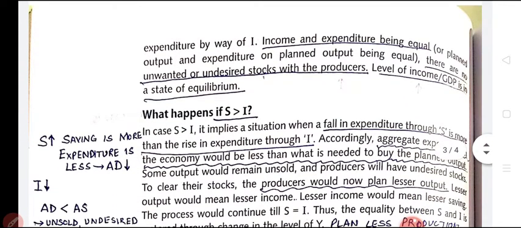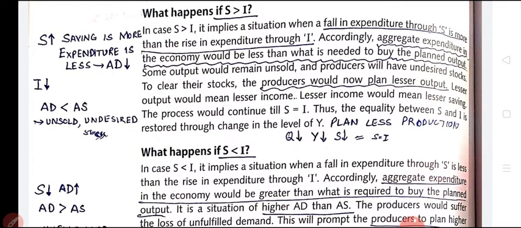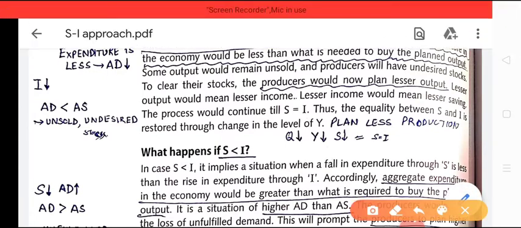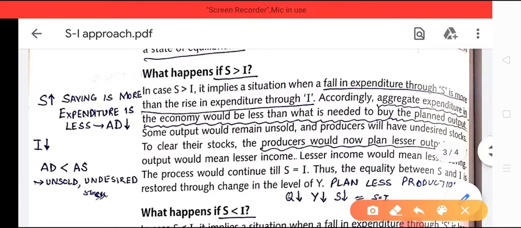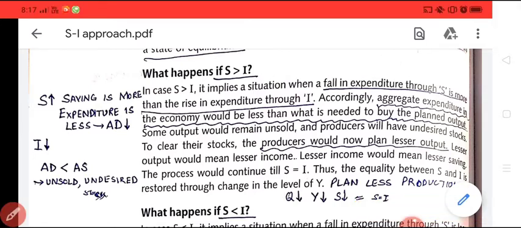Now let us assume two conditions. What will happen if saving is not equal to investment? If saving is not equal to investment, it means either saving would be less than investment or saving would be more than investment, as depicted here. So two may be the cases. Either saving should be more than investment or saving should be less than investment. If saving is more than investment, what does it mean?